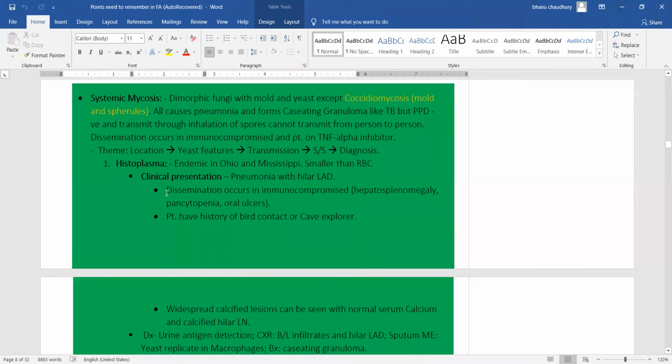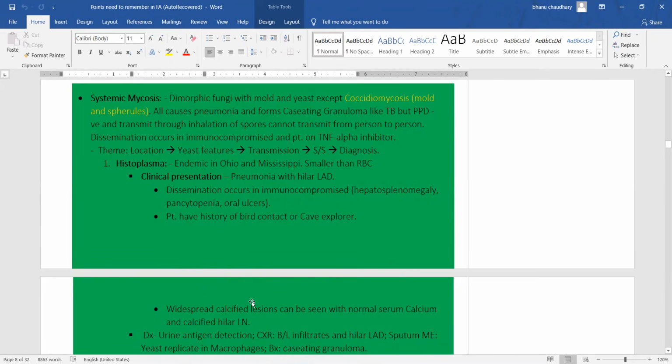Okay, and generally for transmission, the patient has a history of being a cave explorer or having bird contact. Generally it could be a patient who is a cave explorer or with a history of some kind of bird contact, either as a pet. Okay, so very important. And when a dissemination occurs, what you will get is the widespread calcified lesions, because ultimately these granulomas will be calcified, right? And what you will get is the widespread calcifications.